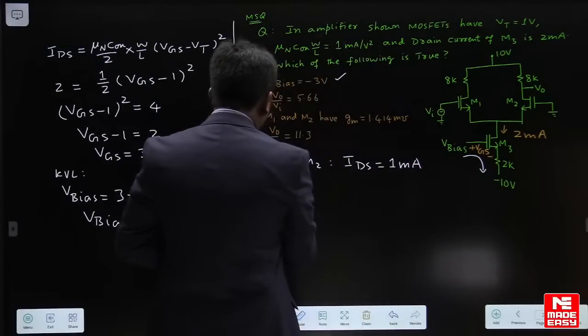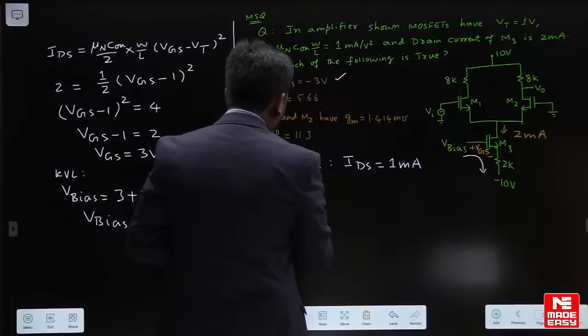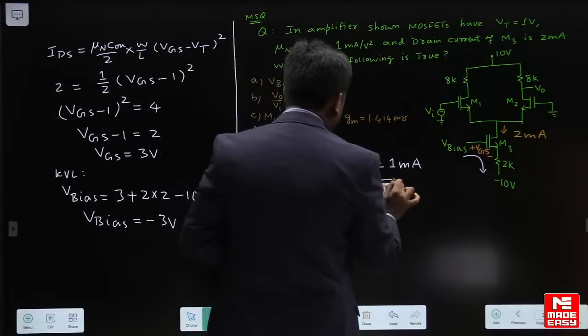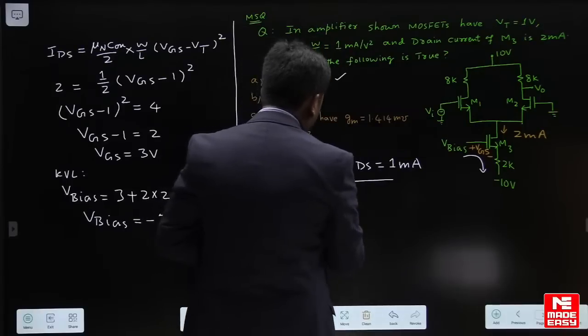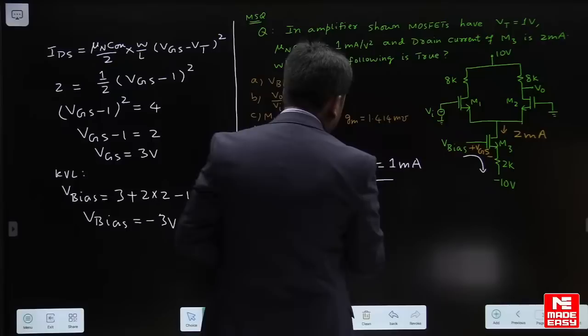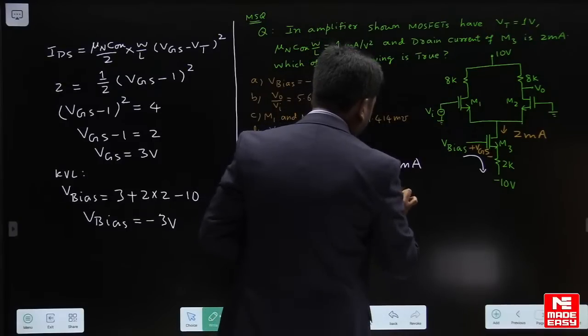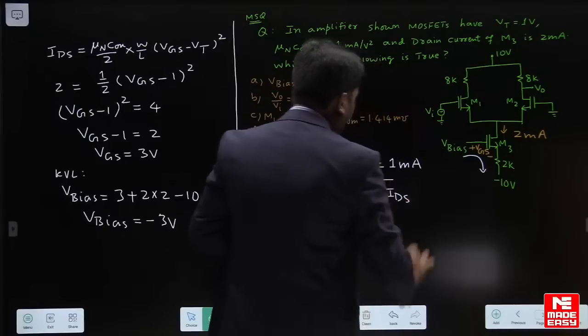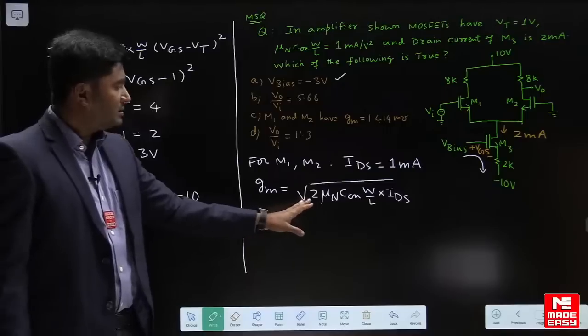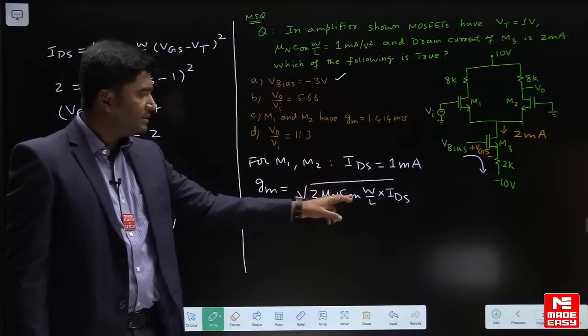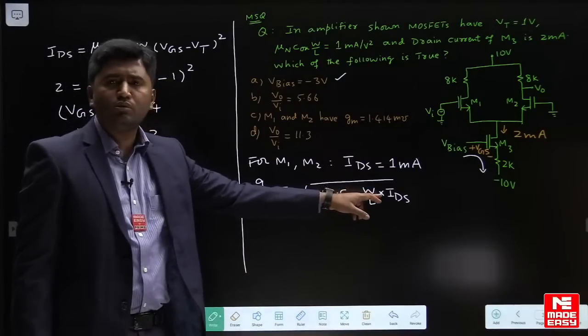Then we will find out transconductance for M1 M2. We know the formula for transconductance in a MOSFET. It is under root 2 mu n COX into W by L into drain current. Now substitute the data here. This parameter is 1 milli and current is also 1 milli.